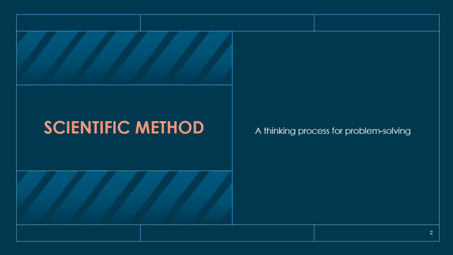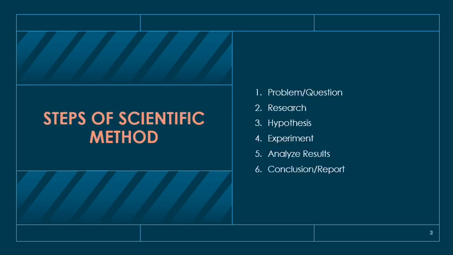The scientific method is a thinking process for problem solving. The steps of the scientific method are problem and question, research, hypothesis, experiment, analyzing the results, and the conclusion and report. So you have a problem and a question, you want to solve it, so you do research about it. Then you make a hypothesis, I think that's this. Then you do an experiment to see if your hypothesis is correct or not. Then you analyze the results you got by doing the experiment, and then you make a conclusion. Was your hypothesis right or wrong?